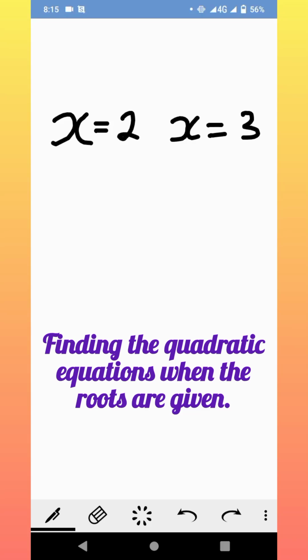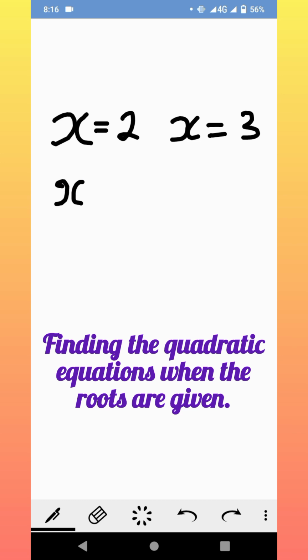Alright, so today we shall learn how to find the quadratic equation when the roots are given. In this case, x equals 2, x equals 3. A quadratic equation always results in two answers. But today's assignment is not to find the answers, but to use the answers to find the quadratic. So what do we do? We are reversing the work.